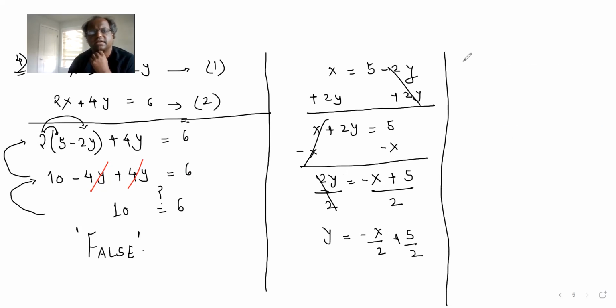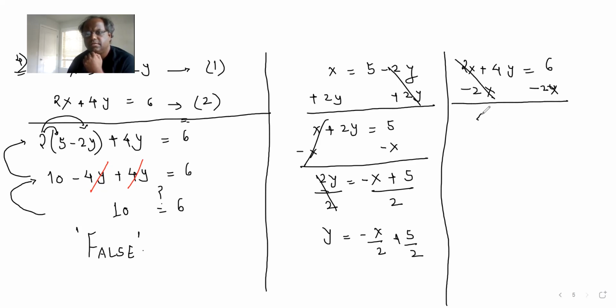And before that, the second equation, minus 2x. So okay, I don't mind. 6 minus 2x, minus x. 4y is equal to minus 2x plus 6. And of course, divide by 4, and y is equal to minus x over 2 plus 3 over 2.